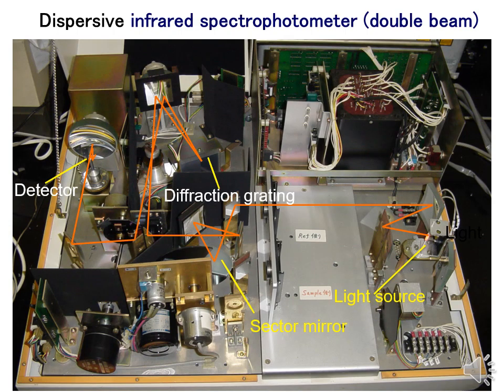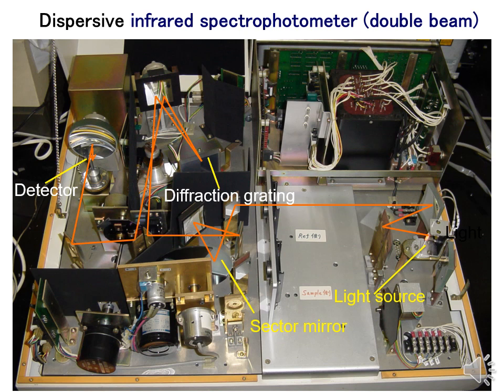This is the inside of an actual double beam type dispersive infrared spectrophotometer. The light source is on the right of the figure, the sector mirror is in the center, the diffraction grating is on it, and the detector is on the upper left. It differs slightly from the optical layout of the spectrophotometer shown on the previous slide.